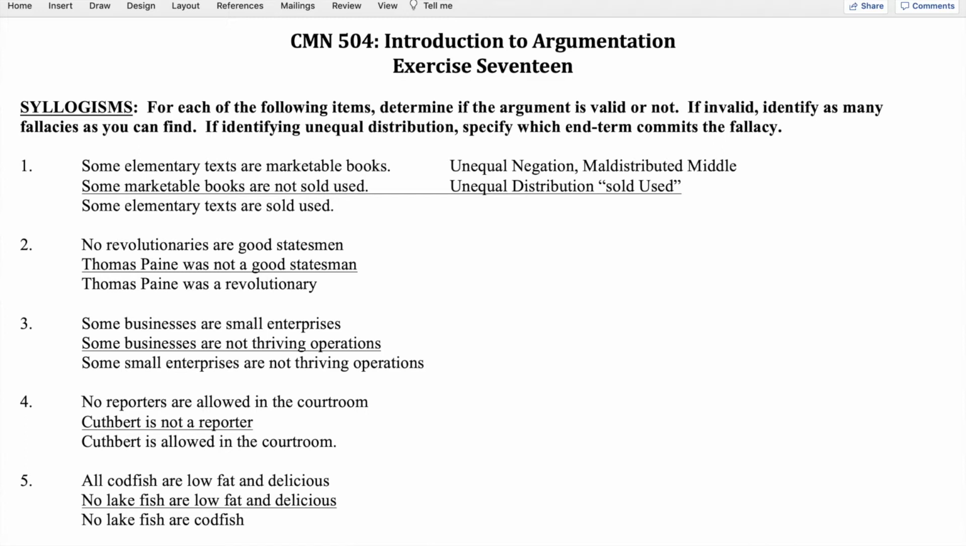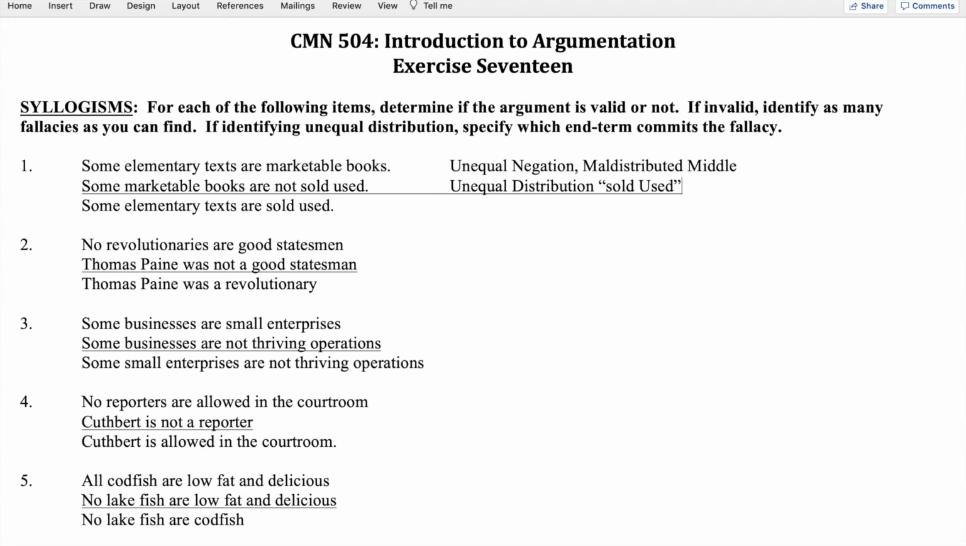Number 2, no revolutionaries are good statesmen. Thomas Paine was not a good statesman, therefore Thomas Paine was a revolutionary. So the first thing we note, of course, is that both the second premise and the conclusion refer to individuals in the subject term, so those are going to be universal statements. The second premise will be a universal negative, and the conclusion will be a universal affirmative.